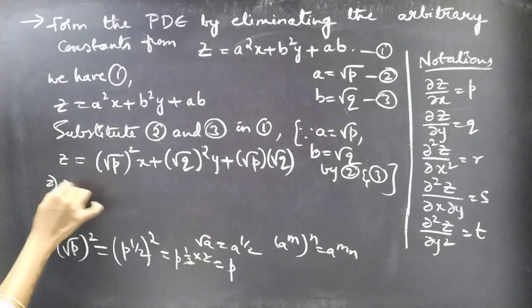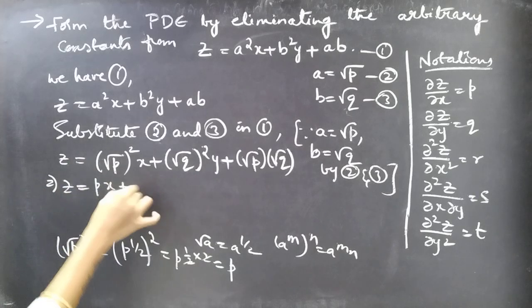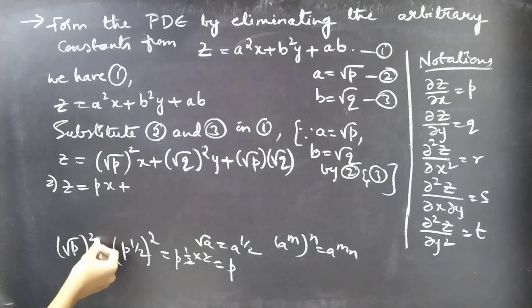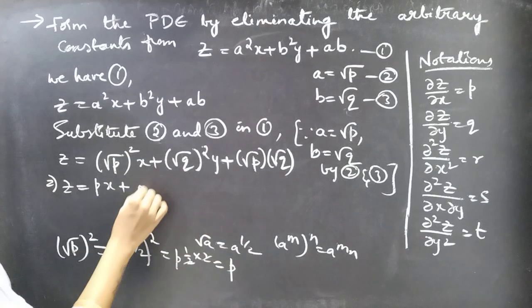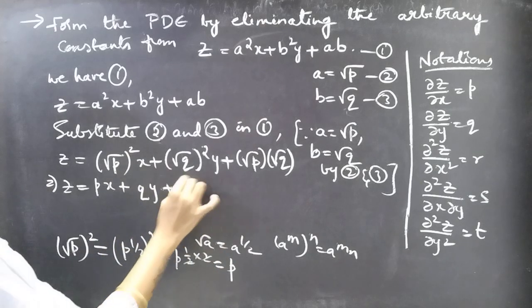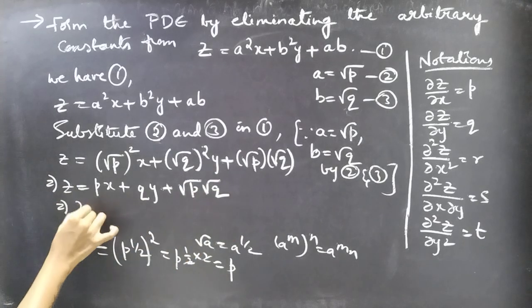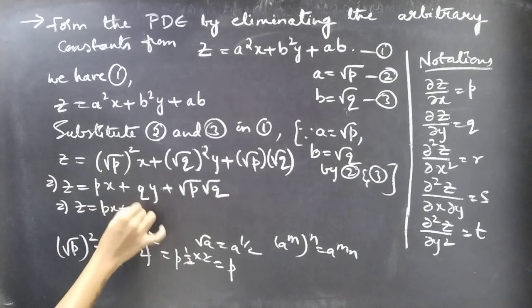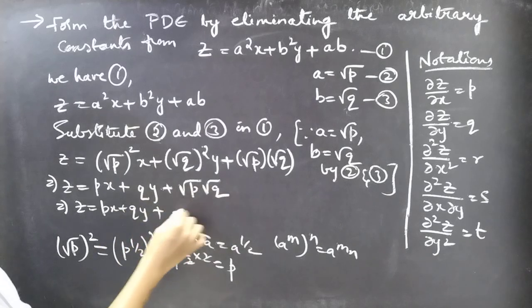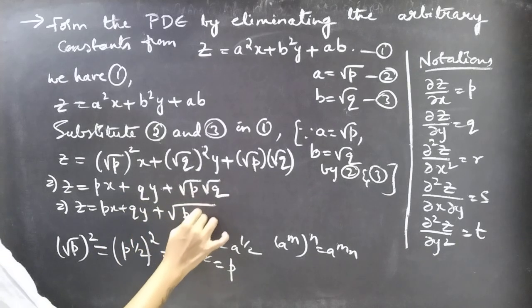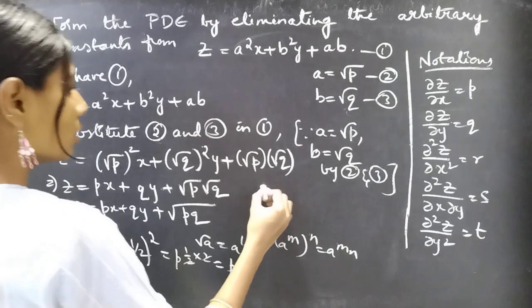So this gives us z equal to px plus, likewise, square root of q whole square will be q. We'll get qy plus square root of p into square root of q, right? Which gives us z equal to px plus qy plus square root of p into square root of q is square root of pq.